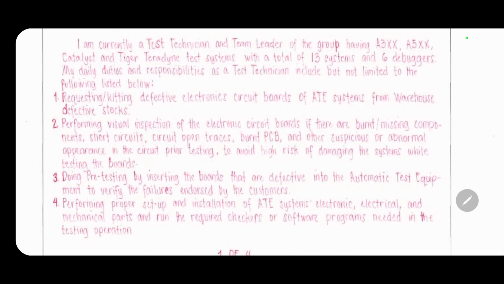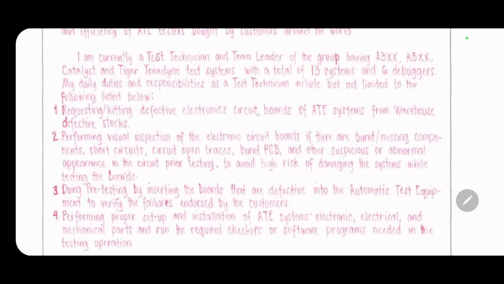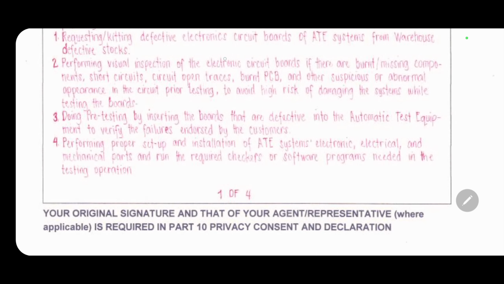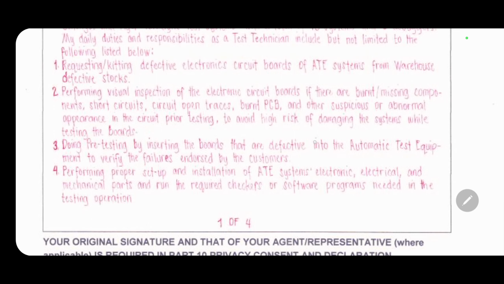My daily duties and responsibilities as test technician include but are not limited to the following listed below. Number 1. Requesting or kitting defective electronic circuit boards of ATS systems from warehouse defective stocks. Number 2, performing visual inspection of the electronic circuit boards for burnt or missing components, short circuits, circuit open traces, burnt PCB, and other suspicious or abnormal appearance in the circuit prior to testing, to avoid high risk of damaging the systems while testing the boards.